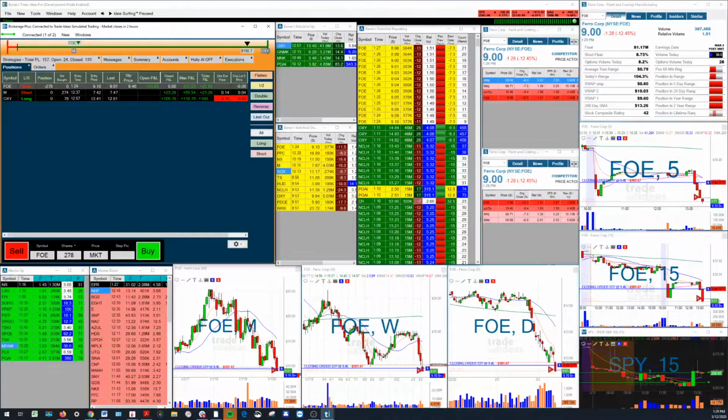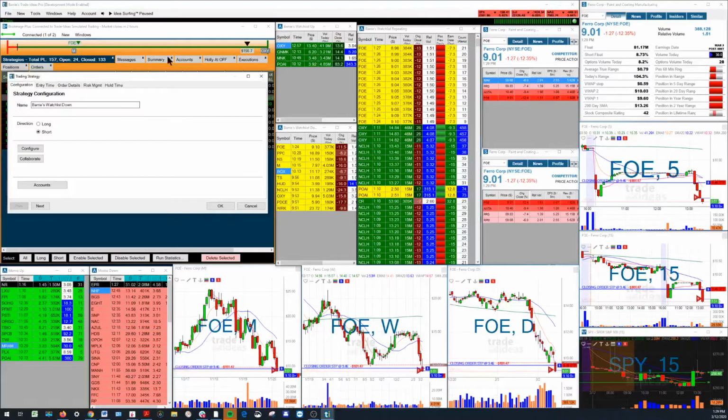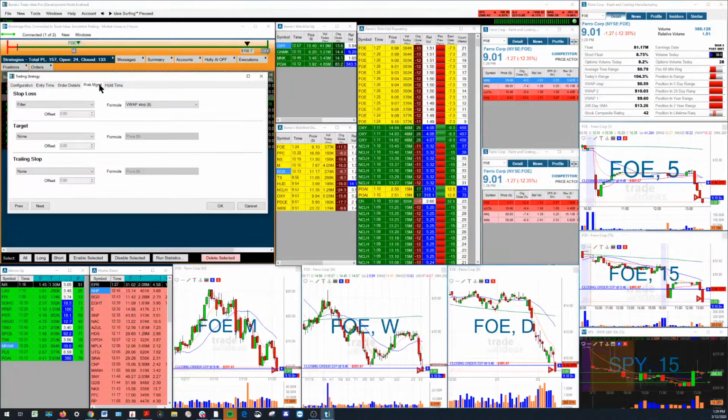So again, I'm risking 100 on this. Remember, I'm risking $100. That's what that 100 means right there. And I'm using the VWAP stop.